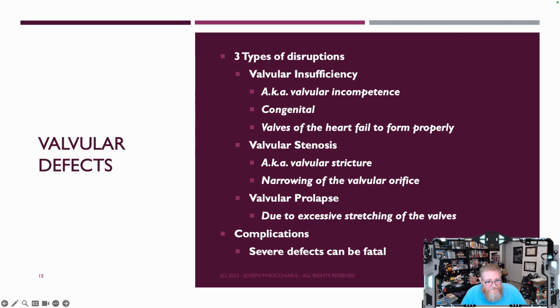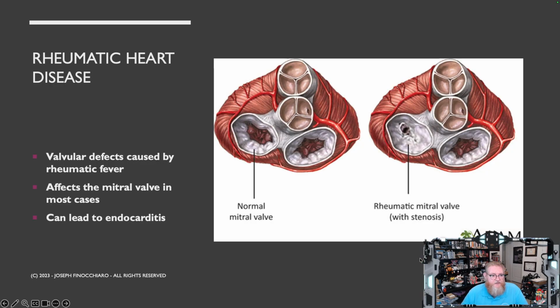So there are three types of disruptions. The first is valvular insufficiency or valvular incompetence. This is congenital. The valves of the heart fail to form properly. Second, you have valvular stenosis or valvular stricture, which is a narrowing of the valvular orifice. And lastly, you have valvular prolapse. This is due to the excessive stretching of the valves, and severe defects can be fatal.